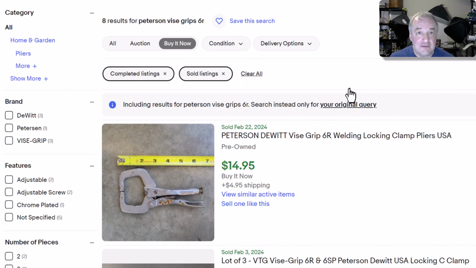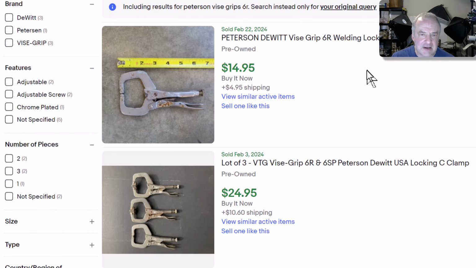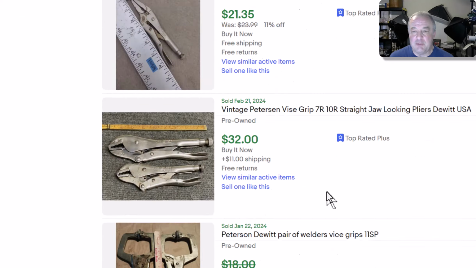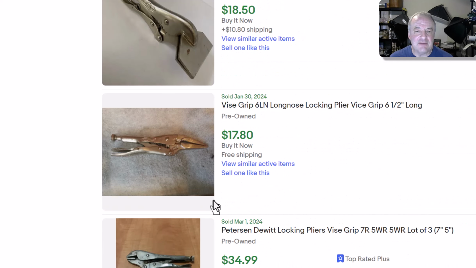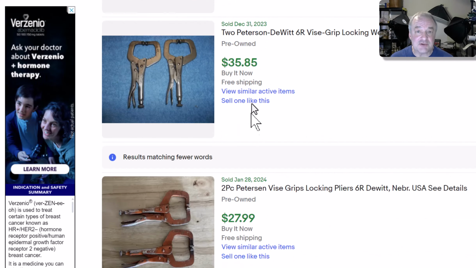Now, one final warning, one final caveat. Caveat is, I think that's Mexican for warning. I don't know for sure. But if you don't find many items at all, now here we found several. It just goes on and on. We might find a whole lot more. Not all of these are actually the C-clamp 6R vice grips, but we're seeing a lot of answers here.